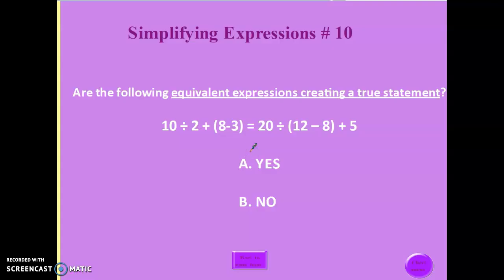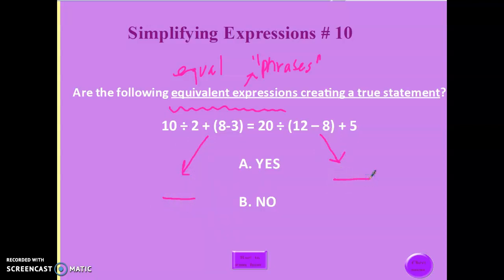All right, number 10, are the following equivalent expressions creating a true statement? So when you see the word equivalent expression, again, we always talk about how vocabulary also gives you direction for the problem, what to do. So equivalent expressions means equal. And again, expressions are those phrases. So how do we do that? We need to determine what this side simplifies down into and what this side simplifies down into.